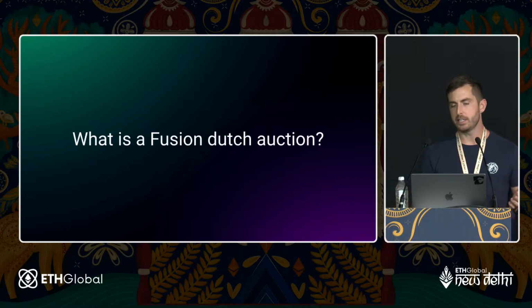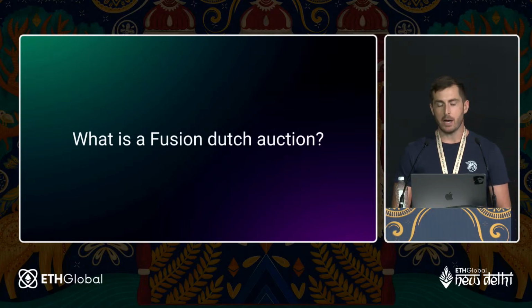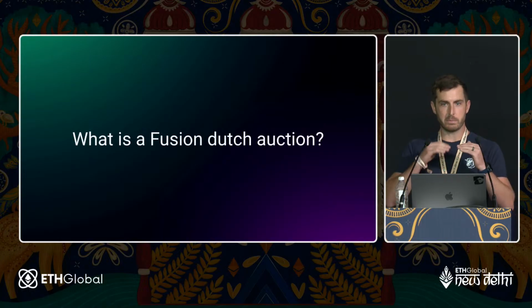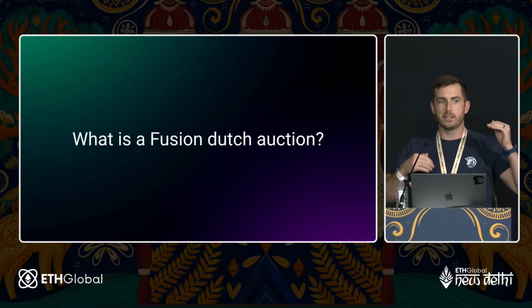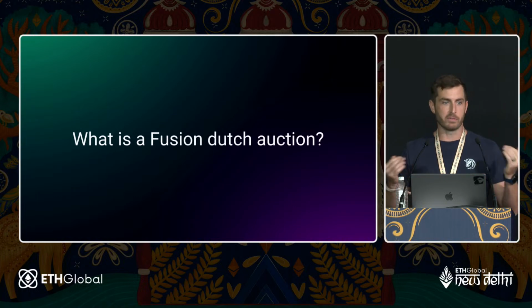So you may be wondering, what is a Fusion Dutch auction? Essentially, it's the opposite of a regular auction. In a regular auction, the price starts from a low price and gets bid up higher and higher until the highest bid goes to the winner, and that's the price for the item. A Dutch auction is the reverse of that.